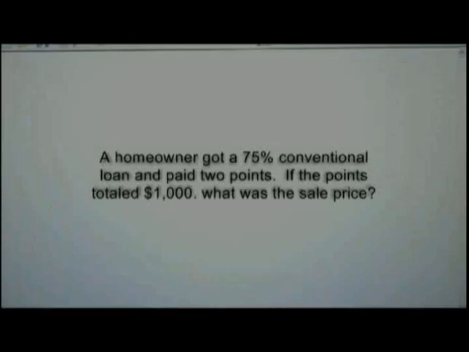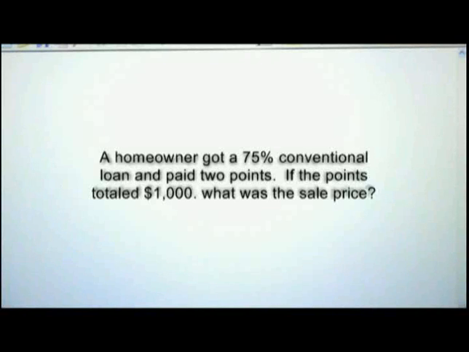A homeowner got a 75% conventional loan and paid 2 points. If the points totaled $1,000, what was the sales price? Well, we know that the loan is 75% of the sales price. We also know that this homeowner paid 2 points, and we know how much he paid for the points. So using that, we can calculate the loan amount and then work backwards to the sales price.